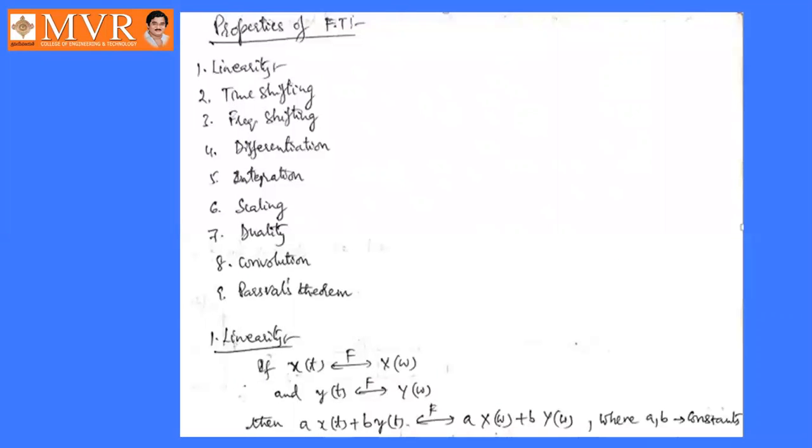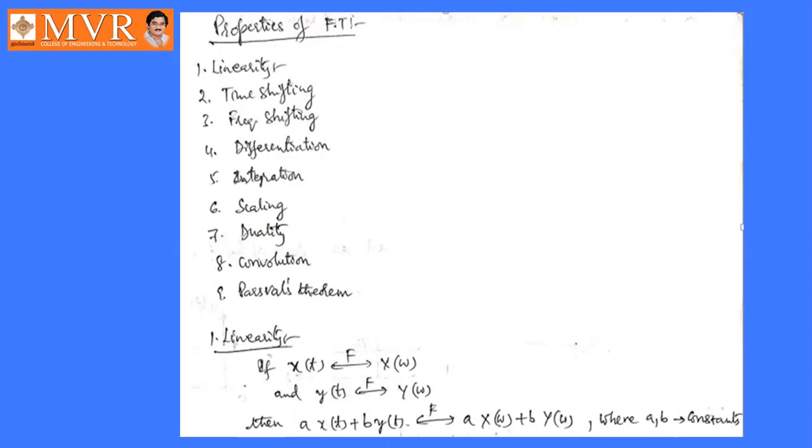Now coming to the properties of the Fourier transform. Here we have the 9 important properties of the Fourier transform. Those are linearity property, time shifting property, frequency shifting property, differentiation property, integration, scaling property, duality property, convolution property, and Parseval's theorem. So the first one is linearity property.